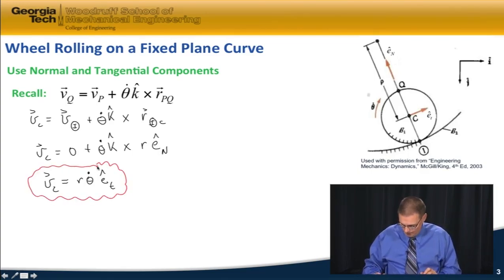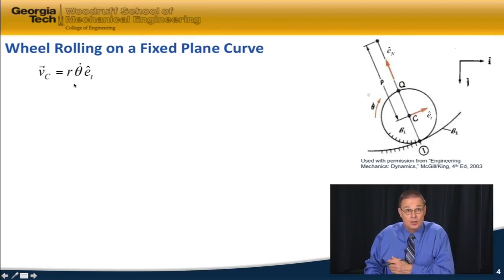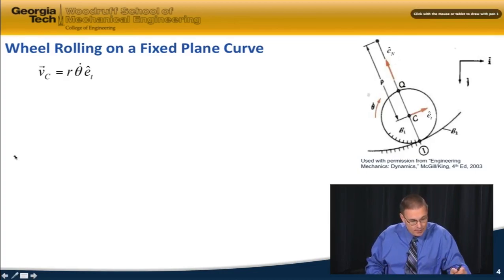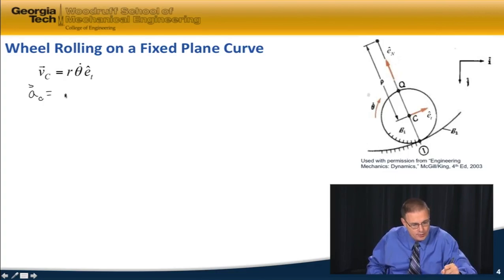Okay, let's continue on. So here is the velocity of the center of the wheel now. We want to find the acceleration of the center of the wheel. How do I do that? As before, we're going to take the time derivative, so we get the acceleration of c is equal to, r is a constant, but theta dot can change, so that's r theta double dot e tangential.